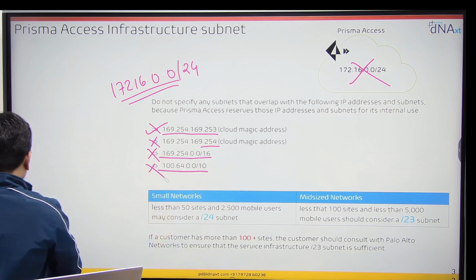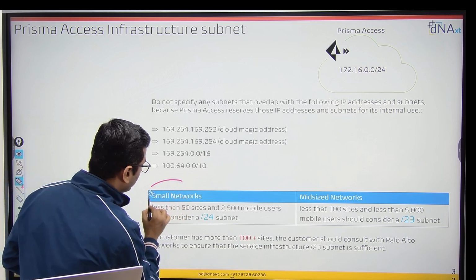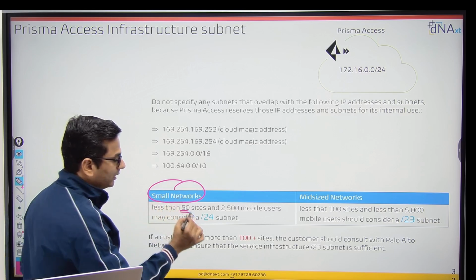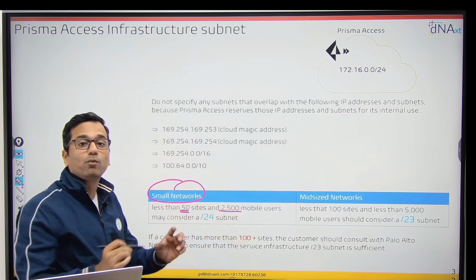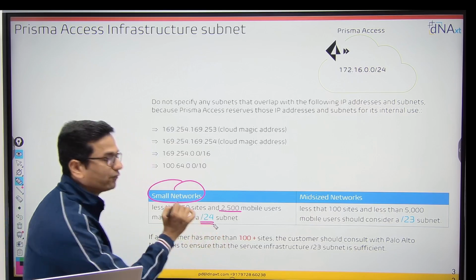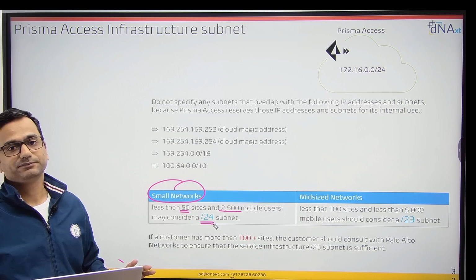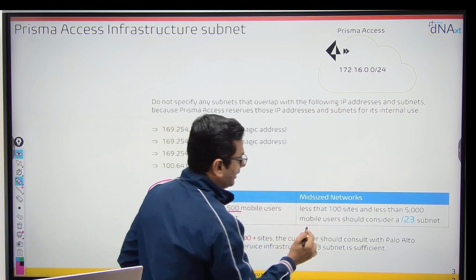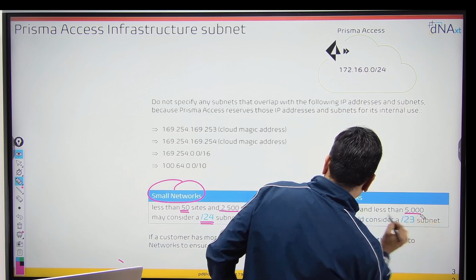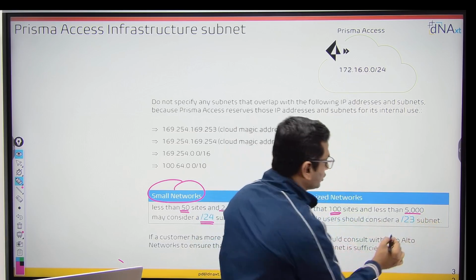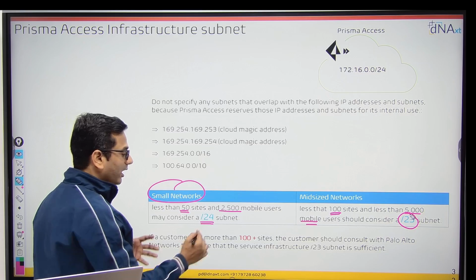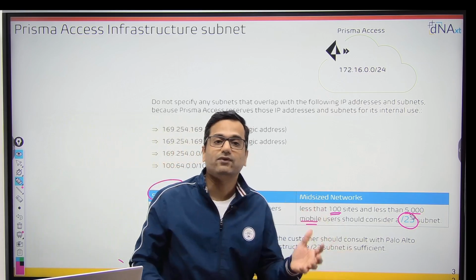Now consider an example: I have a small network where I have 50 sites and 2500 mobile users, VPN users, GlobalProtect users. So /24 is sufficient. Okay, clear? Mid size: if I have 100 sites and less than 500 mobile users, /23 is sufficient. What if I have 100 plus sites and more than 5000 users?